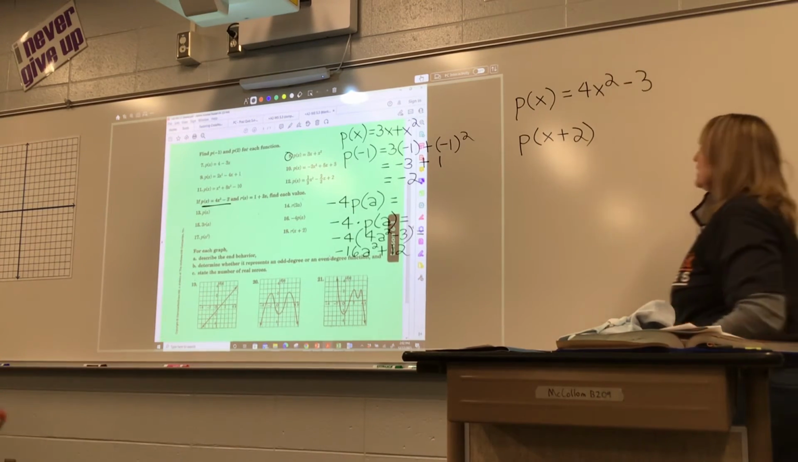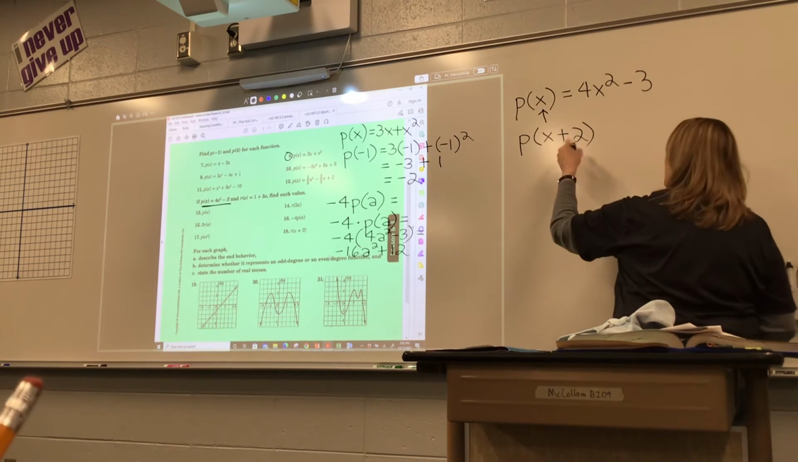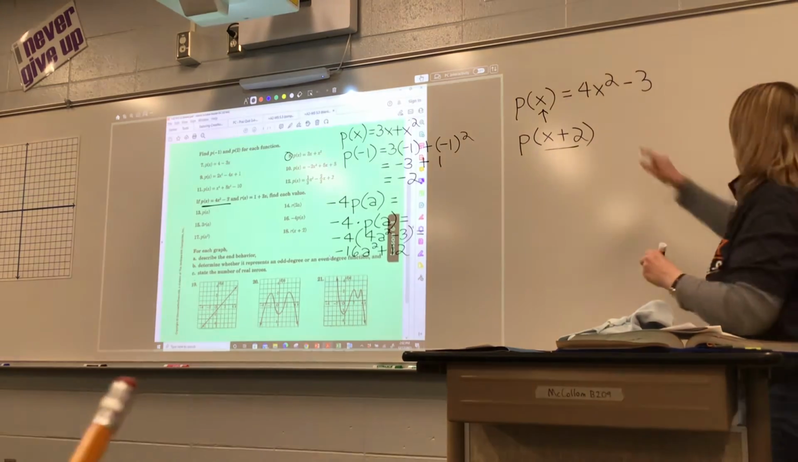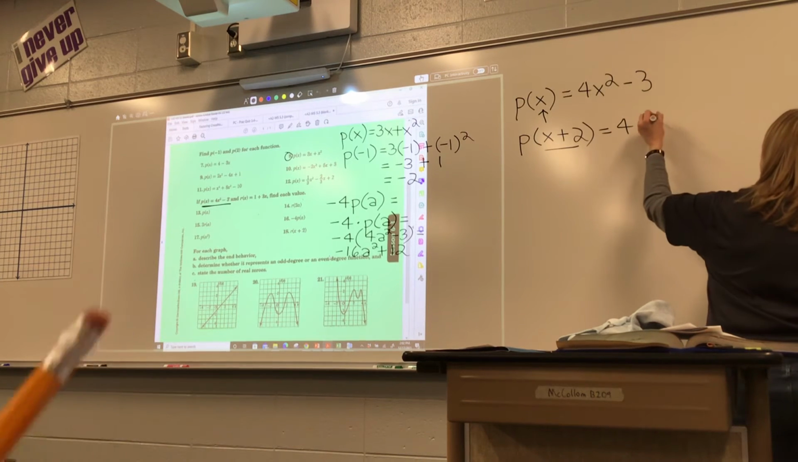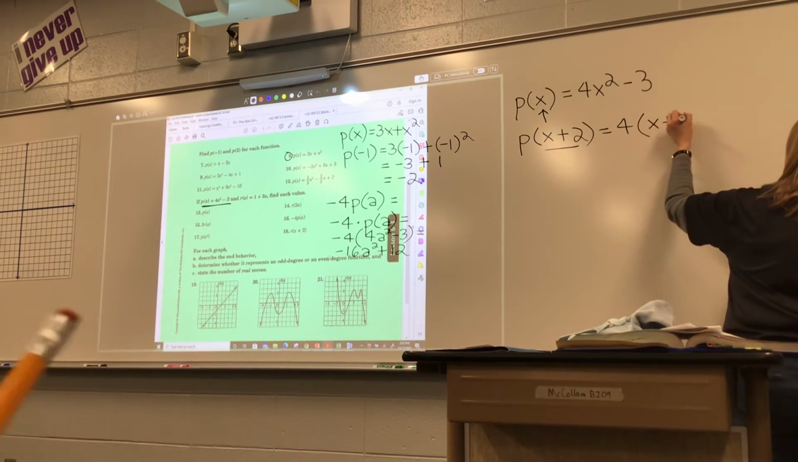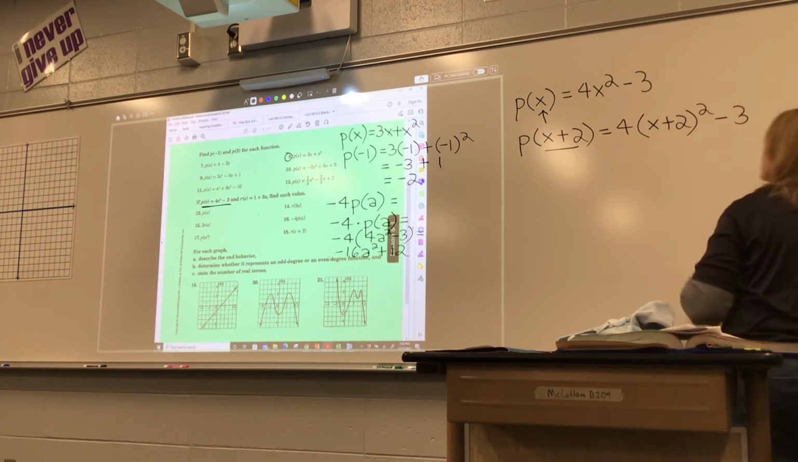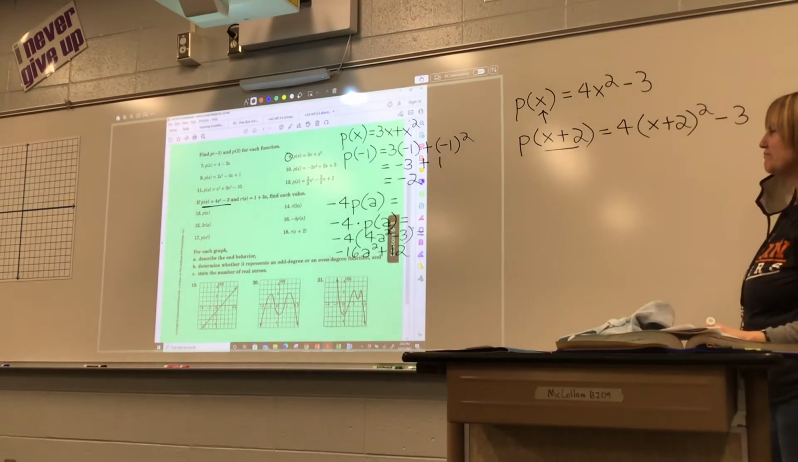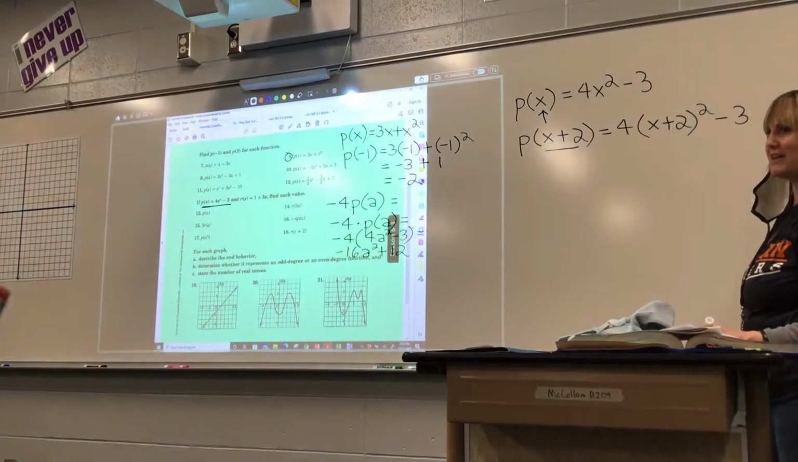So what does that mean? That means we're replacing x with the quantity x plus 2. That's your input. So what we have is we get 4, and then in parentheses, we're replacing the x by the quantity x plus 2, and we have to square it. What happens when we square the quantity x plus 2? Think before you speak.